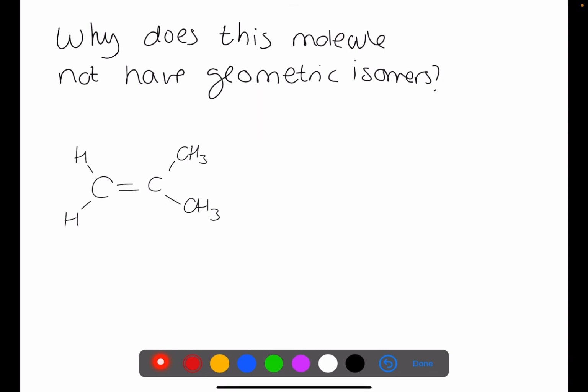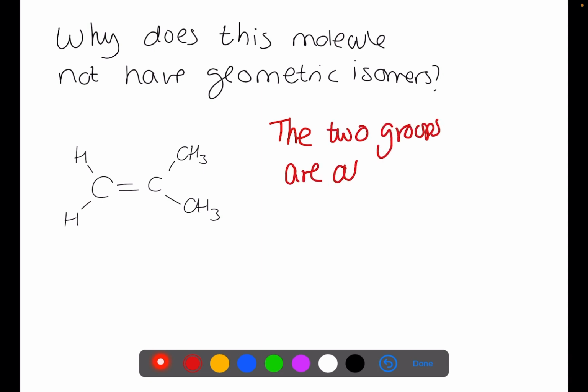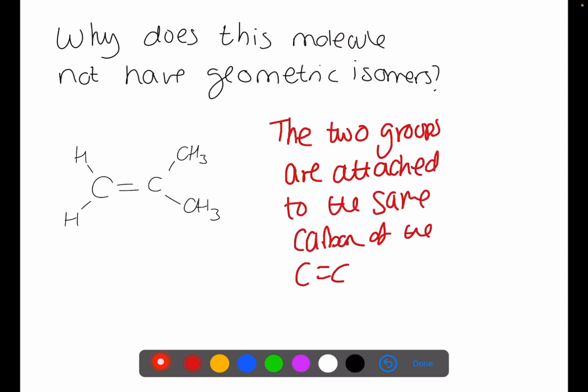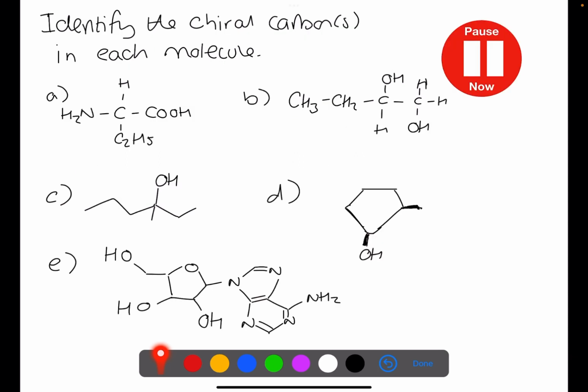Why does this molecule not have geometric isomers? So the two groups are attached to the same carbon of the double bond. This means that you can't have opposite and same sides of the double bond because they're on the same end of the double bond. Pause the video and try this question.